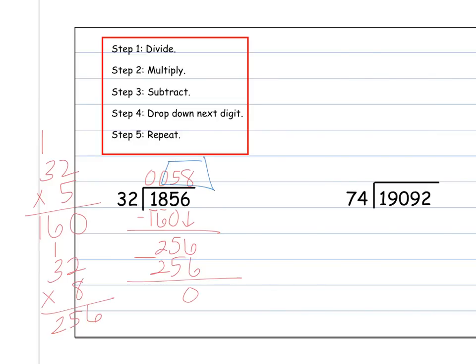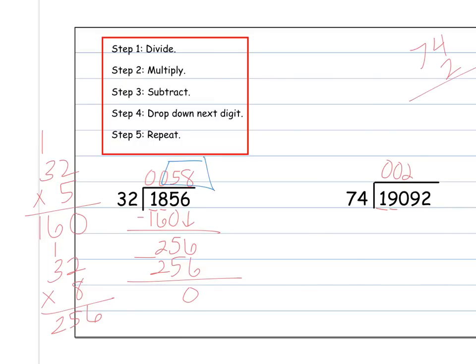You can pause and try this one. So again, goes into 1 0 times, goes into 19 0 times. 74 should go into 190. Again, I'm going to use my estimation. 74, I could look at just the 7 and say, well, 7 times 2 is 14. 7 times 3 would be 21, so I think that would be too much. So I try, should go in there 2 times.